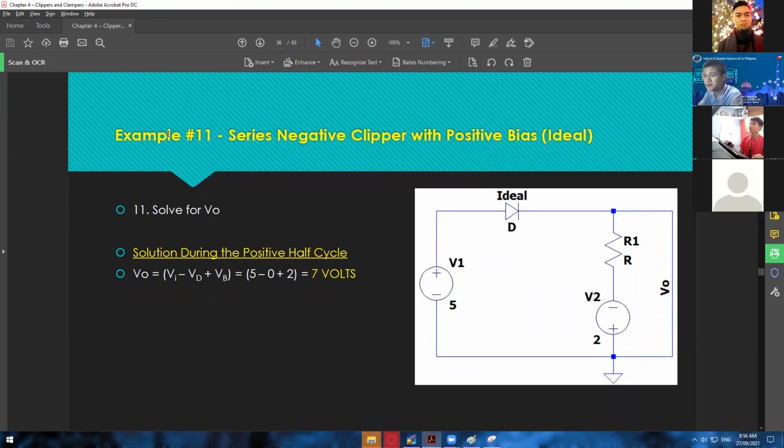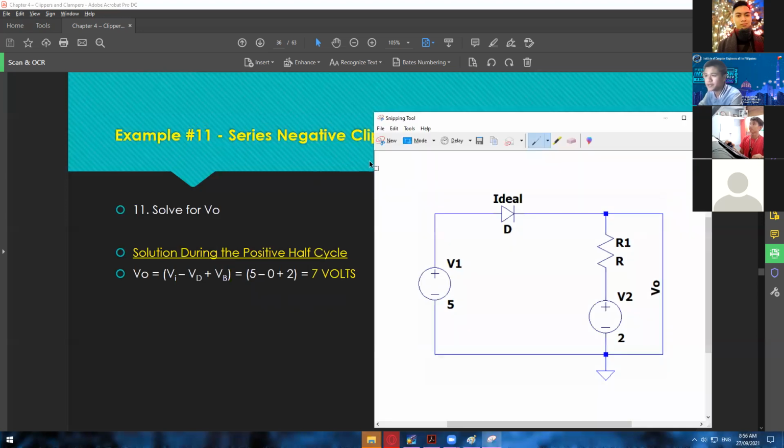Anyway, let's have this example number 11. This one is a series negative clipper with positive bias, but let's start with an ideal diode first. Just check the polarities of your voltages. Positive to positive, negative to negative, negative to negative, positive to positive. So all throughout, this is a complete forward bias connection.